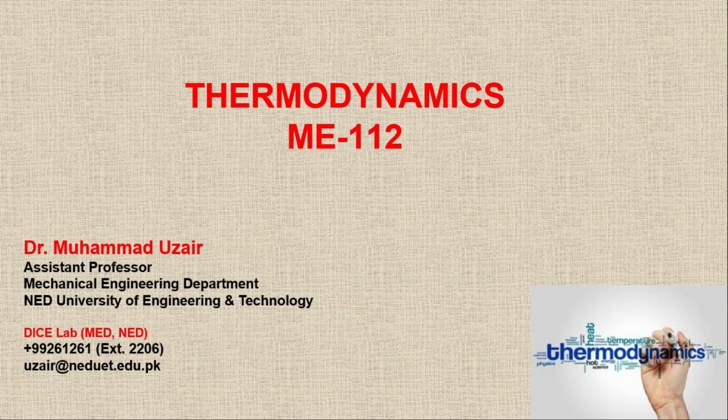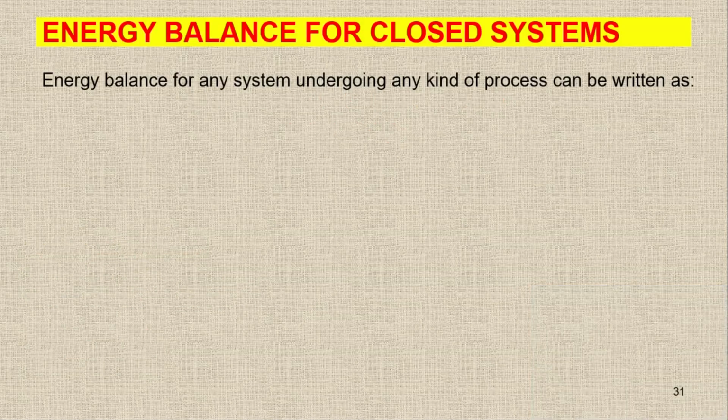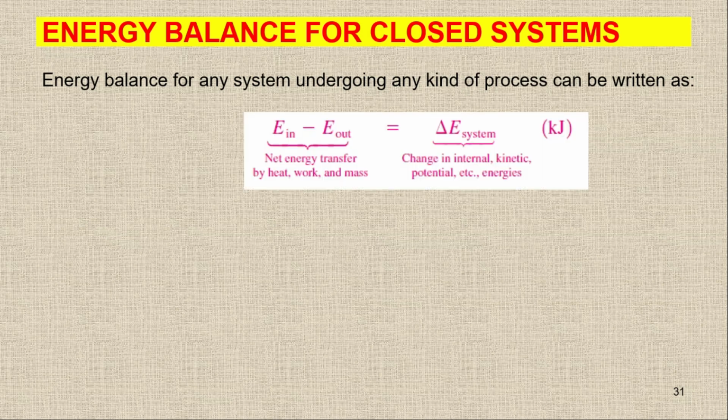So, if I am going to write the energy balance for a closed system, it will be like this: energy in minus energy out means the total net energy transfer by heat, work and mass. But when we have a closed system, there will be no mass. Remember, there will be no mass. So the net energy transfer will be equal to the change in the energy of the system.